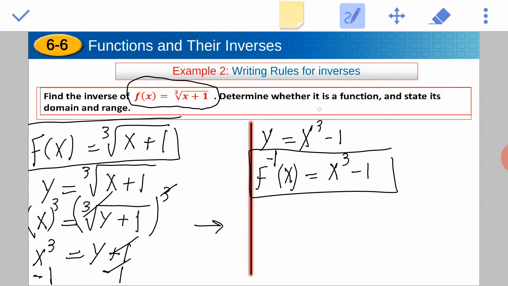Determine whether it is a function. We're talking about the inverse function. We need to determine whether this inverse function is a function or not. We're not given any graph, but everybody knows the inverse function of x equals x to the power 3 minus 1 is a cubic function. If you imagine the graph, it's a cubic function shifted down 1 unit. So it's a rough graph something like that. Everybody knows that this graph represents a function. So the inverse function is a function.